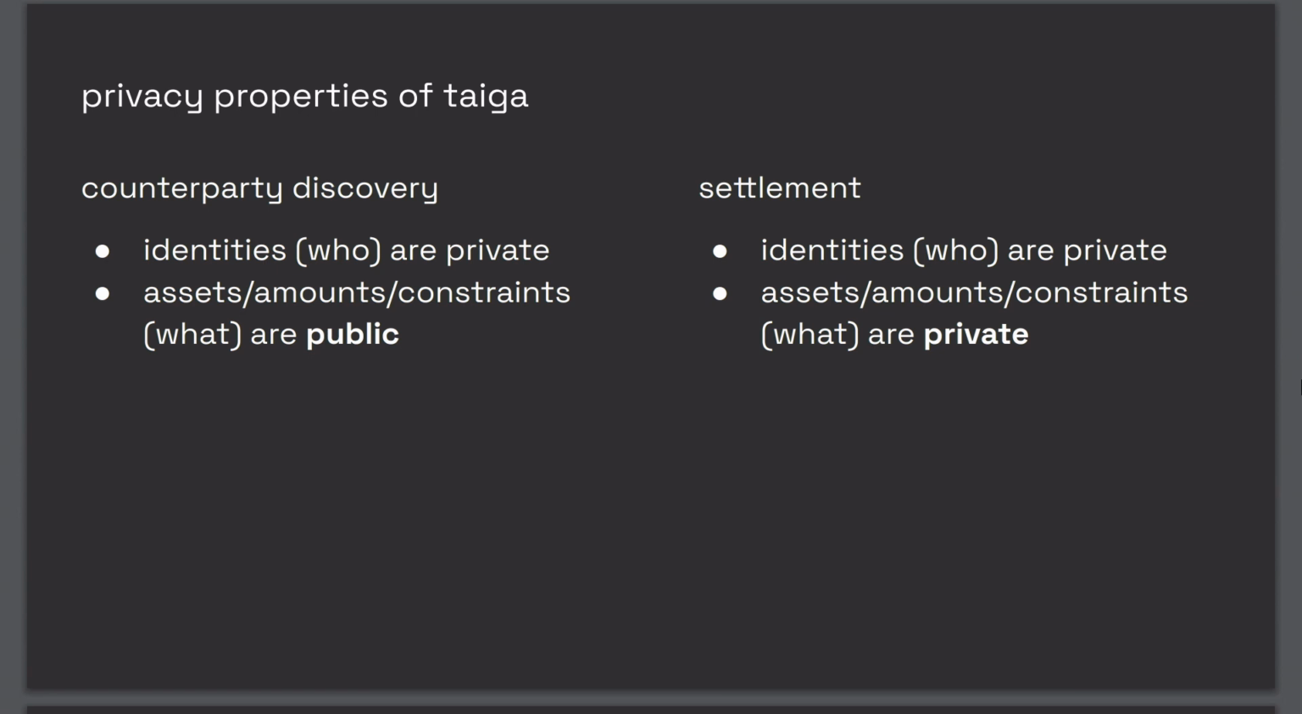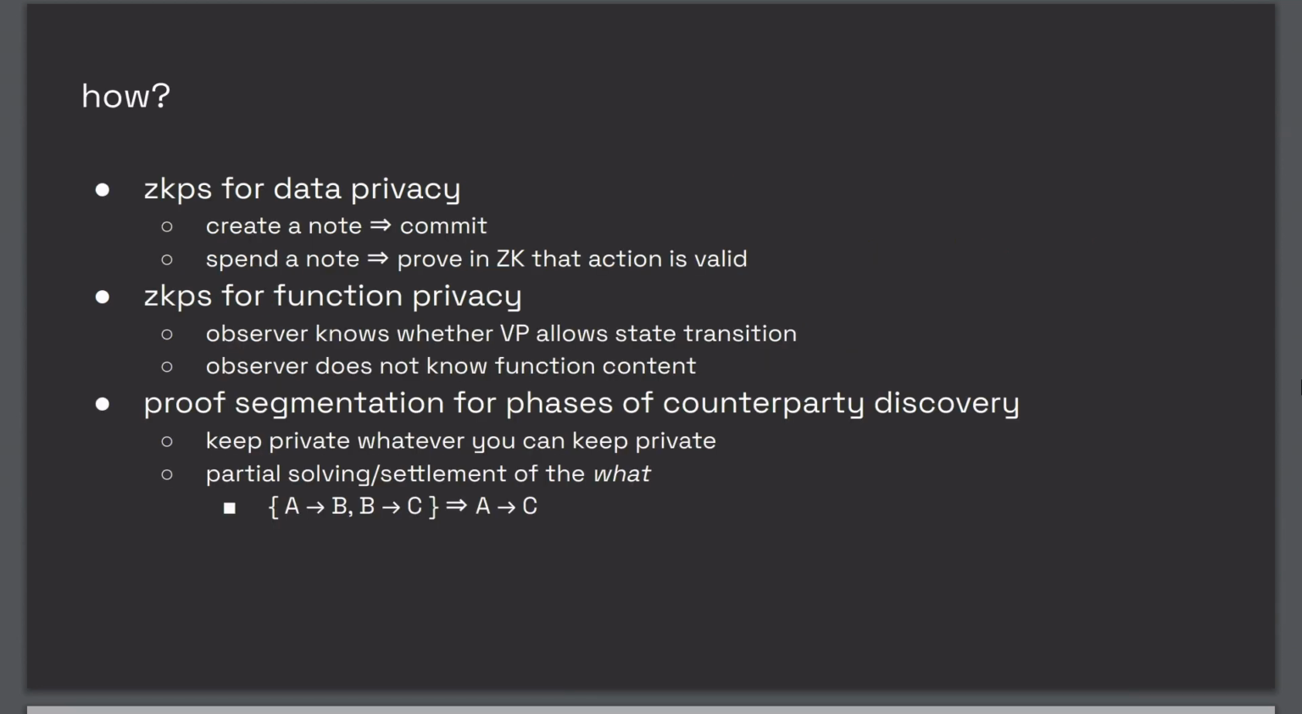In using Taiga for counterparty discovery, identities, i.e. who is creating the state transition, are private. But assets, amounts, and constraints, the what, are public to observers in the gossip network, not necessarily observers of the settlement layer. Then from the settlement perspective, so the blockchain, identities and assets, amounts, constraints are private. So fully private settlement, partially private counterparty discovery. How do we do this?